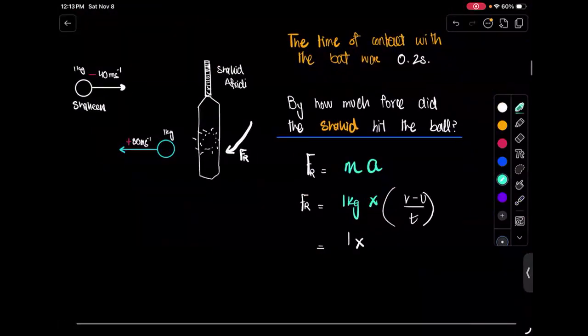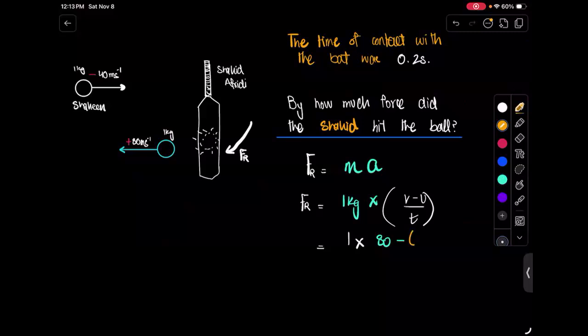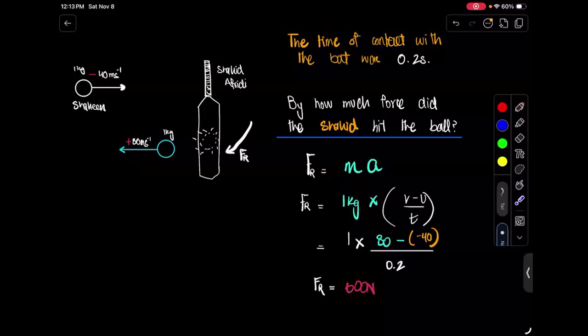Okay. So what is final velocity? That's 80. Okay. Minus what is the initial velocity? That's just minus 40, right? And what was the time taken? That was 0.2 seconds. And there you have it. Resultant force is equal to 80 plus 40, so 120 divided by 0.2. So that's 600 newtons. 600 newtons is the force applied by Shahid Afridi.